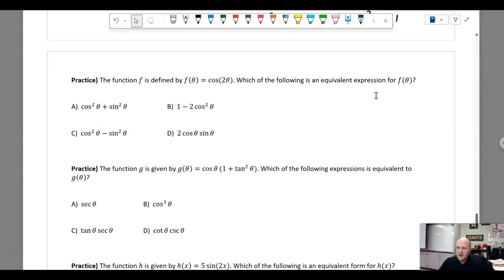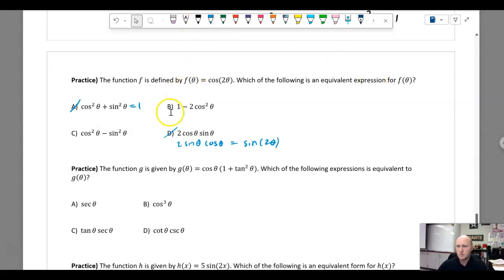Okay, hopefully you went ahead and did that one. For A, this is equal to 1. So it's not A. We can eliminate that. And then D, this is actually the sine of 2 theta structure. This is the double angle formula for sine. So it's not that one.